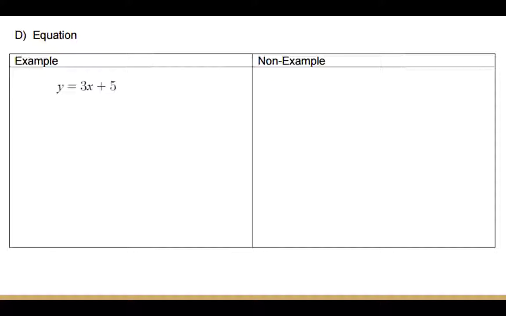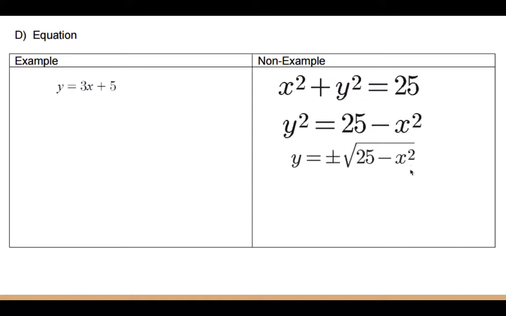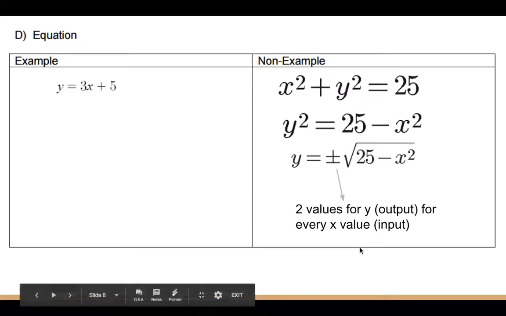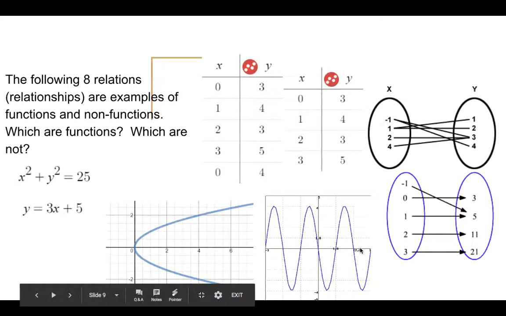The last one is in an equation. You can see y equals 3x plus 5. You can clearly see that if you sub in an x value, you get one y value. But with the circle, if you sub in an x value and try to get a y value out of it, you're going to have to do that plus-minus square root. That's how you rearrange it: subtract x squared on both sides and square root. You can see the plus-minus gives two values for every one x value.